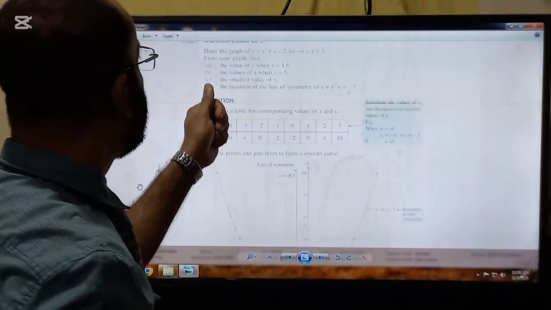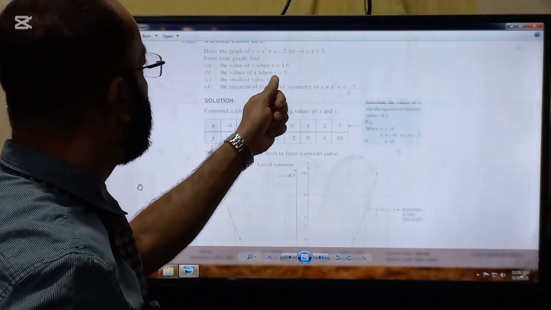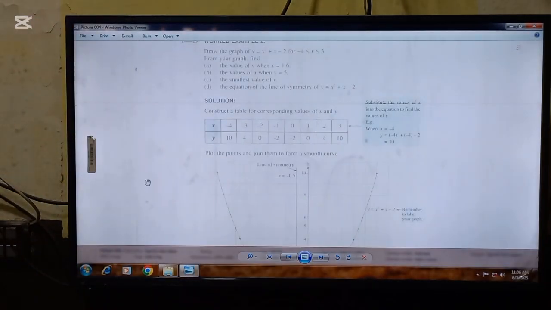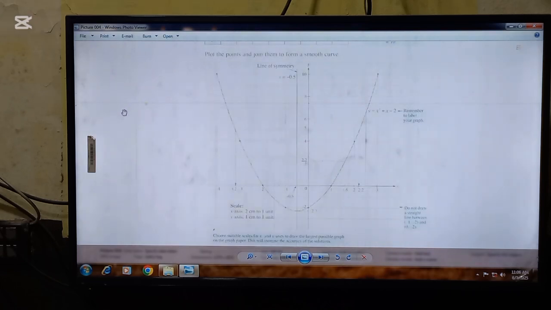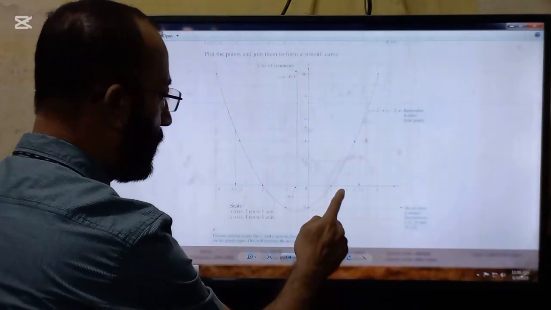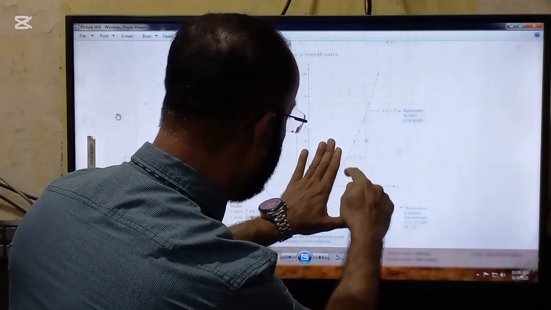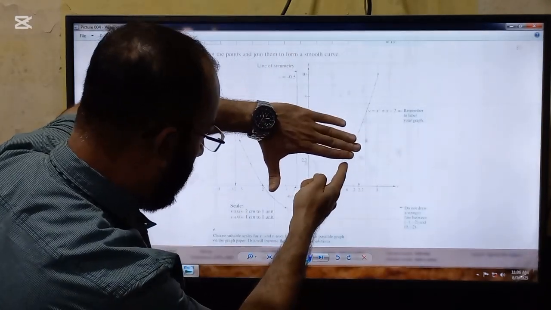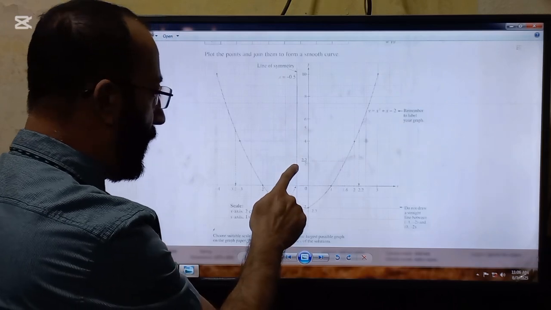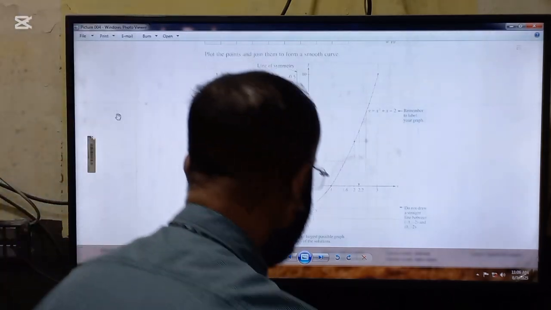The other requirement is the value of y when x is 1.6. So when x is 1.6, first we will locate the point where x is 1.6. From there we will draw a dotted line with the help of the scale, and from there to the y-axis. So this is the answer of this part.